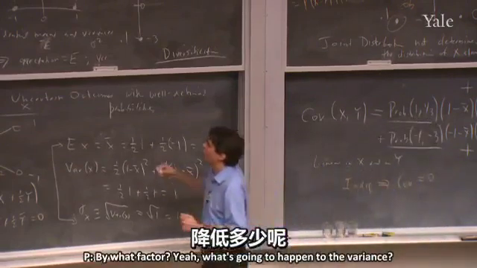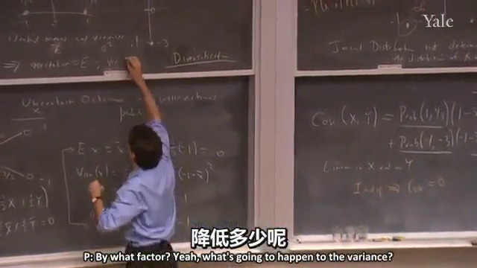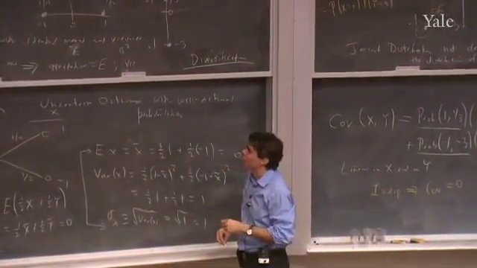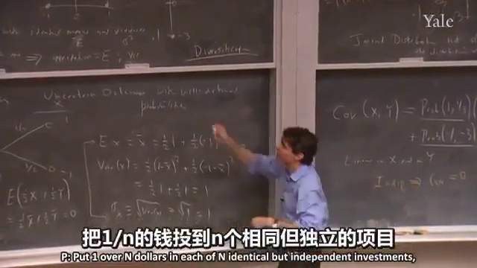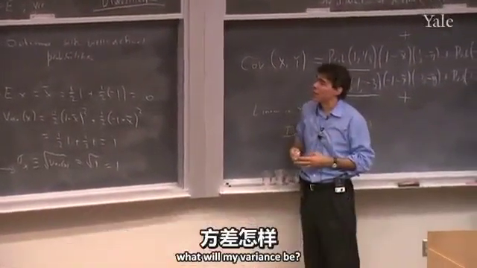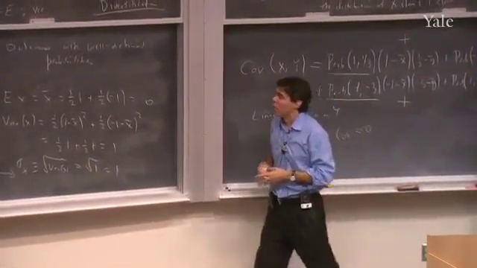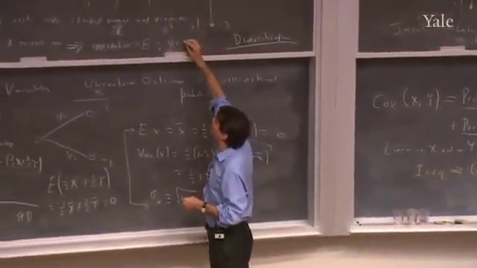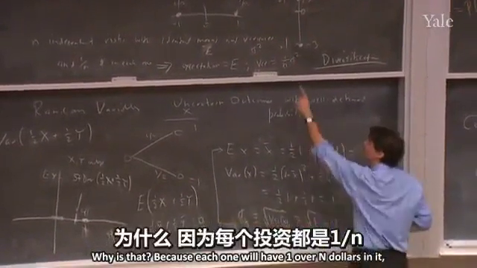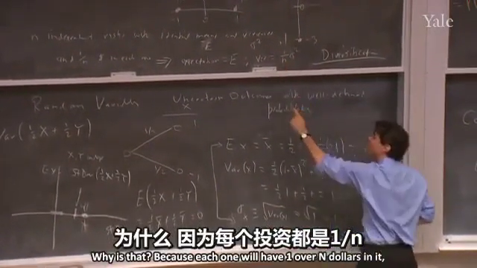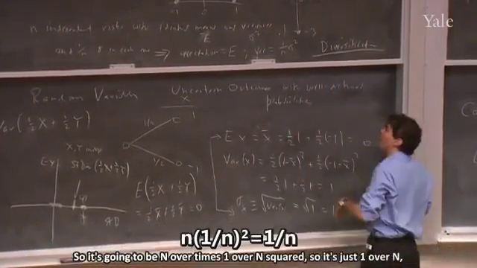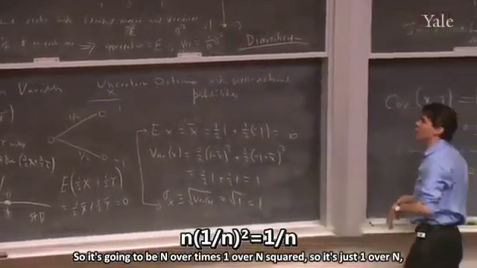By what factor? So what's going to happen to the variance? Put 1 over n dollars in each of n identical but independent investments. What will my variance be? The variance is going to equal 1 over n times sigma squared. Why is that? Because each one will have 1 over n dollars in it, so its variance is going to be 1 over n squared times sigma squared, but there are n of them. So it's n times 1 over n squared, so it's just 1 over n.